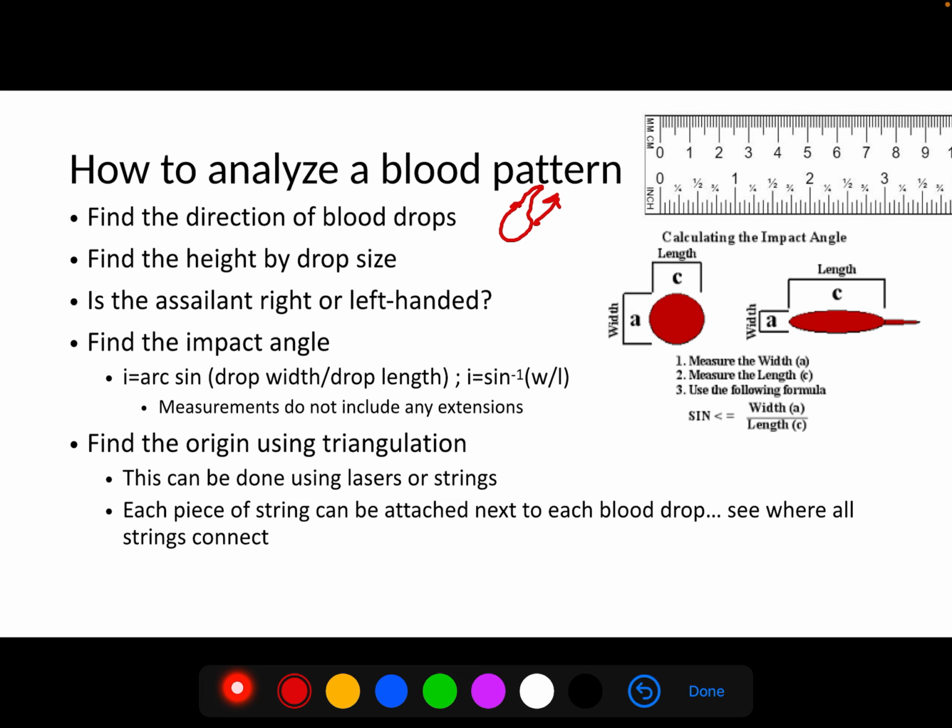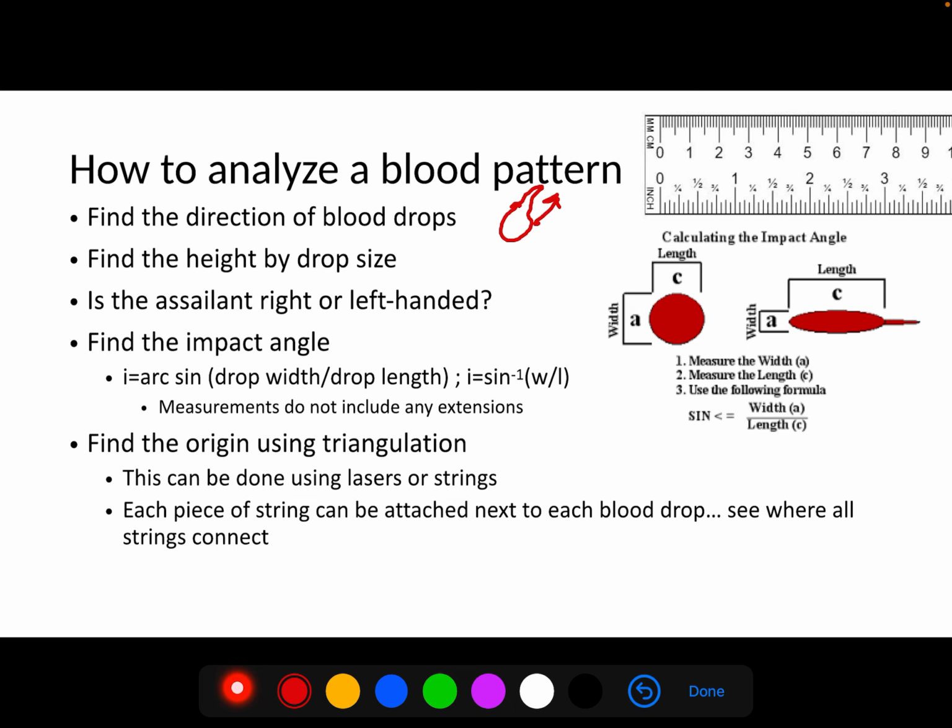We may be able to tell if the assailant is left or right-handed. We could give clues about this from cast-off patterns especially. If we know where the suspect was standing, if cast-off patterns are to the right of where they were standing, we could assume they are right-handed. If it's to the left of where they were standing, we could assume they were left-handed.